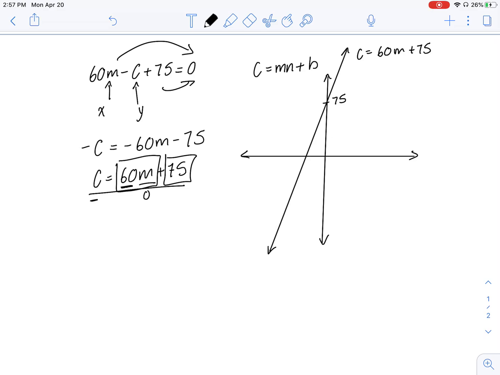And finally, we're asked, what is the rental cost if a hospital bed is rented for 5 months? In other words, what is c when m equals 5? Let's plug in m as 5 to c. c equals 60 times 5 plus 75, which equals 300 plus 75, which equals $375.